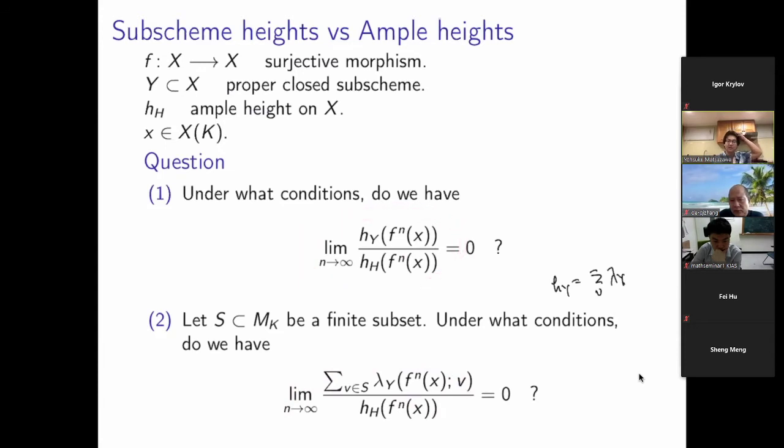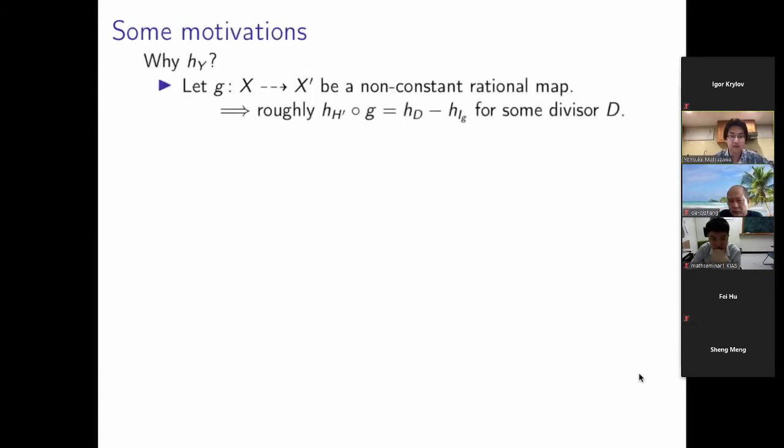Okay, so let me show you some motivations of these questions. So the first one is, why do we care about the global height function of this form? So X is our original variety. So we usually equip this with an endomorphism F.